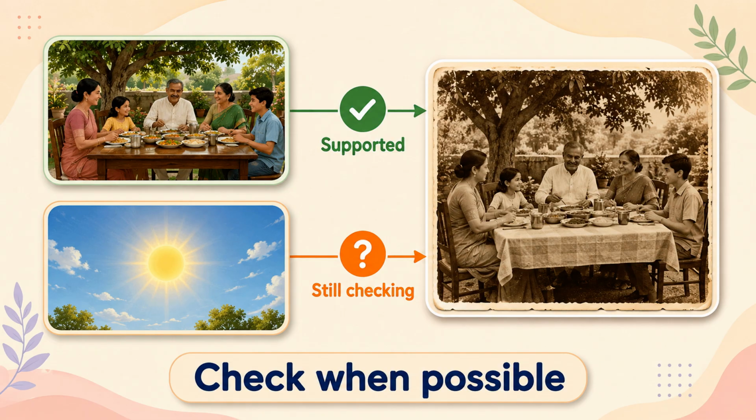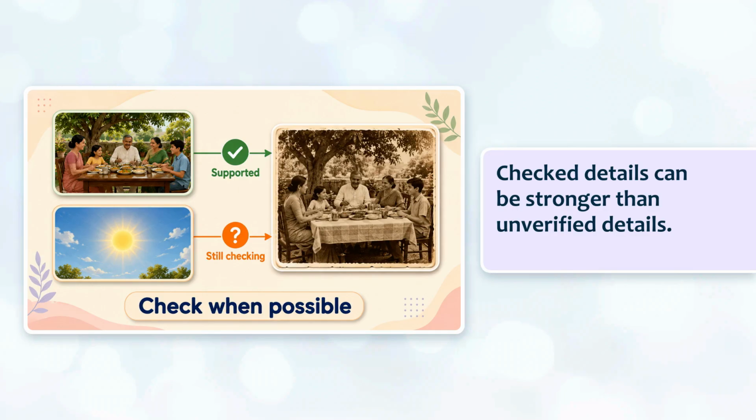When another source supports the same point, confidence in that detail can grow. When no other source checks it, the detail should remain cautious. The right response is neither automatic trust nor automatic rejection. Checked details can be stronger than unverified details. Keep uncertain memory details clearly marked instead of turning them into facts.